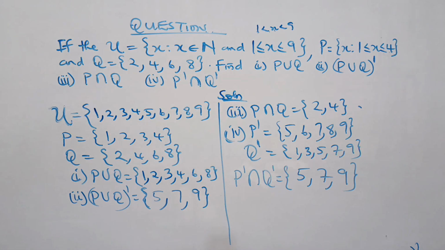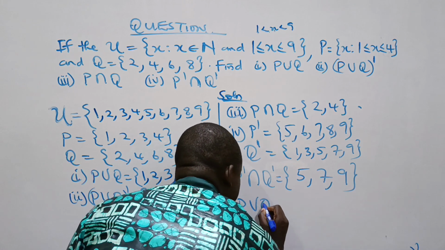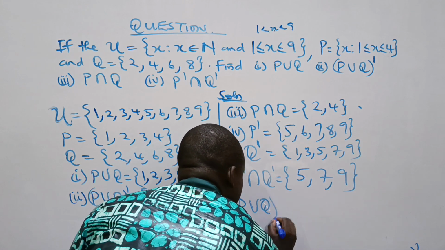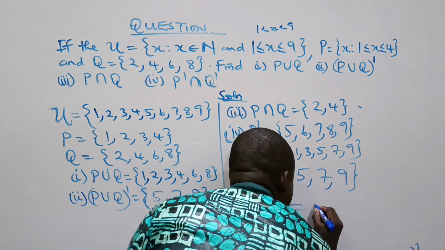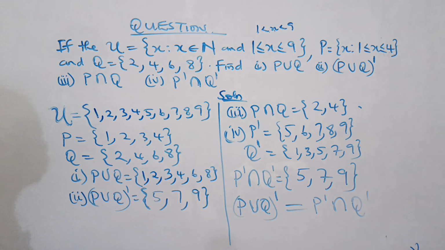But you realize that from what we have solved now, the complement of P union Q is the same thing as P prime intersection Q prime. So please note that. In our next class, we are going to establish some facts about the complement of a set.